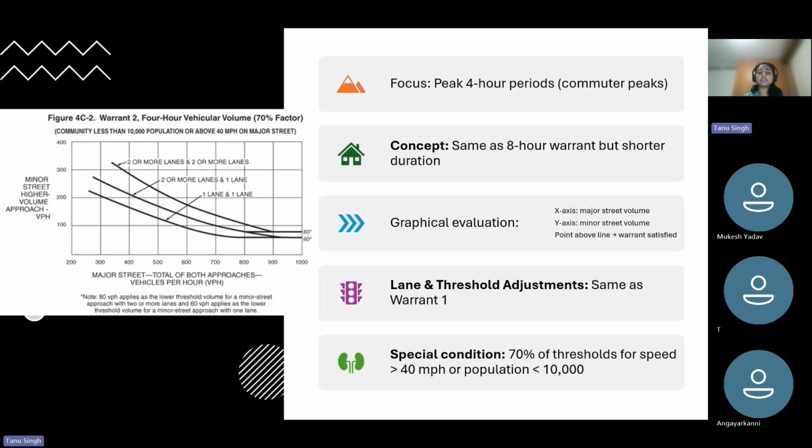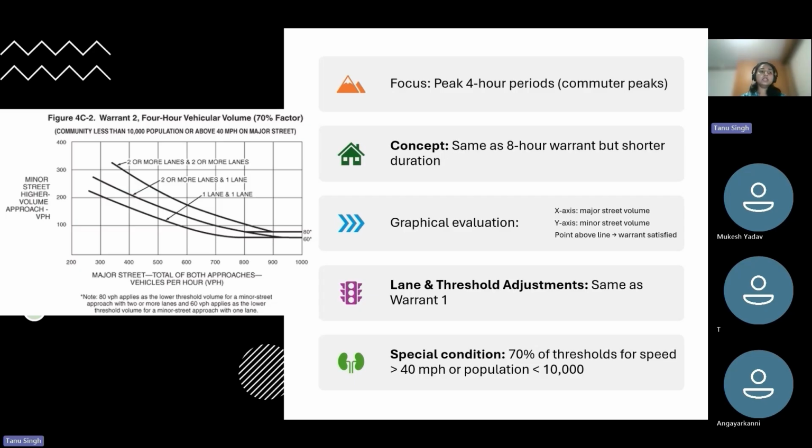And there is one special condition, that is 70% of threshold if speed is greater than 40 mph or isolated community, that is the population is less than 10,000. So this warrant mainly captures short-term congestion that may not appear in that 8-hour total volume condition.